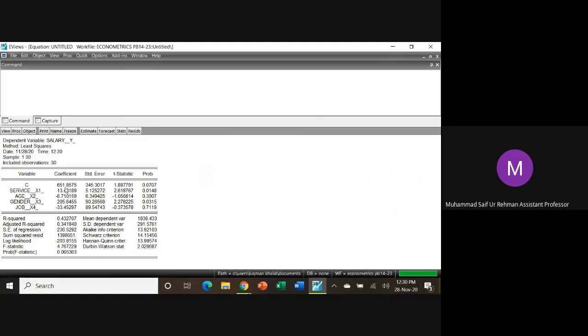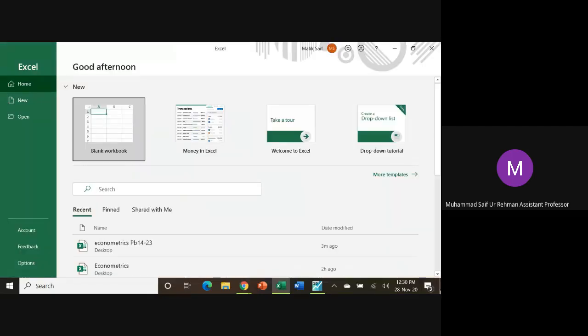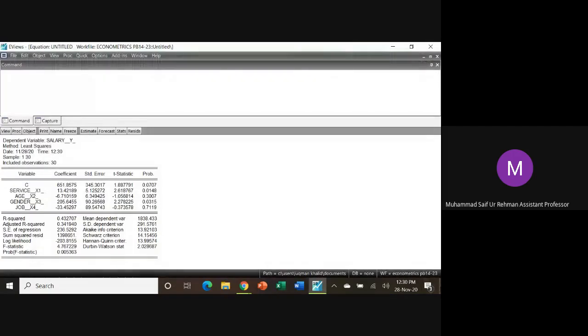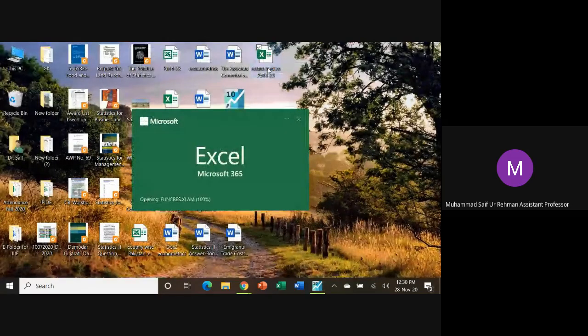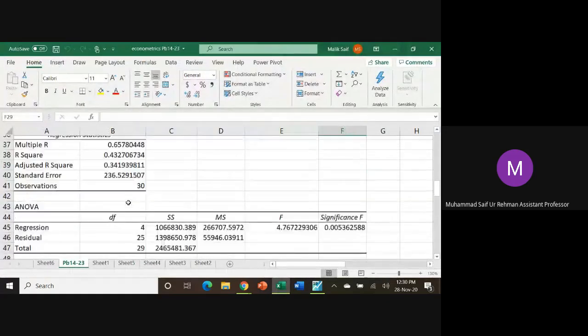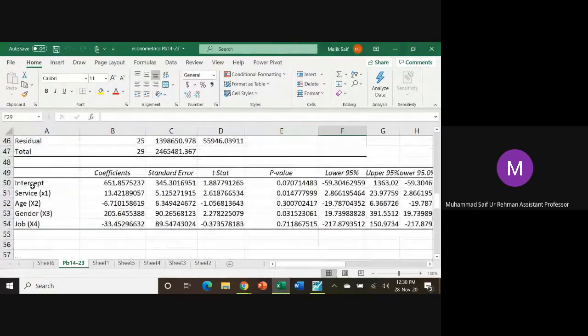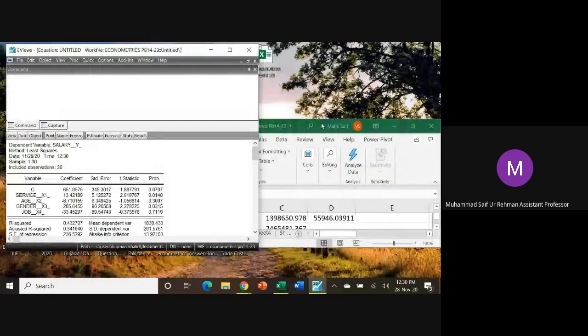Okay, so now you can see these estimates, and you can compare these estimates with the Excel output. If you see Excel output, so let me open the Excel file that I've simply closed now. This is your Excel file. This was the summary output. These were the coefficients. If you see, now you can compare these two.